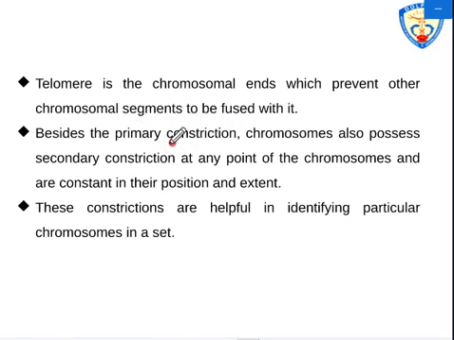Besides the centromere or primary constriction, chromosomes also possess secondary constrictions at any point of the chromosome. These secondary constrictions are constant in their position and extent in a particular species. Therefore, these constrictions help in identifying particular chromosomes in the set.